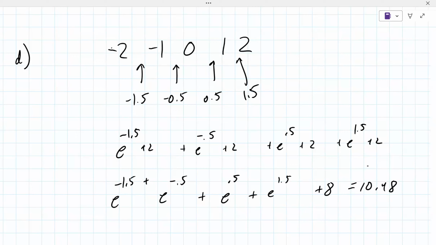Is it plus e to the 1.5 and then plus 8? Yeah, I got 14.96. Maybe I missed one. I missed one. That's the difference. That's why I always encourage you to check, because I make mistakes just like anyone.